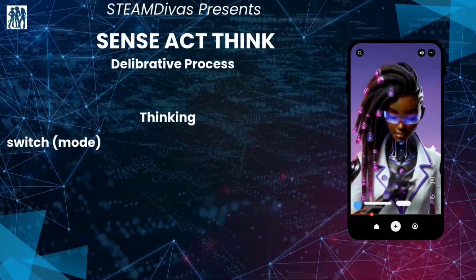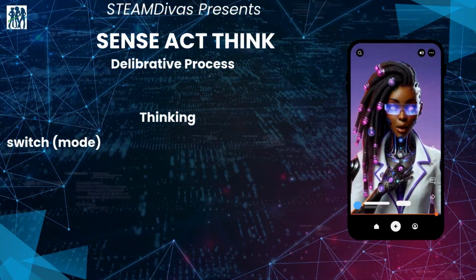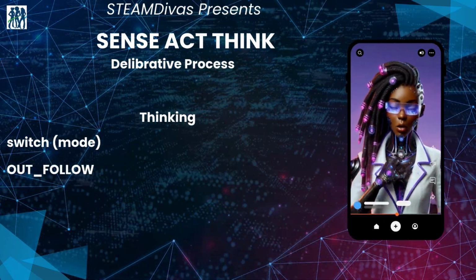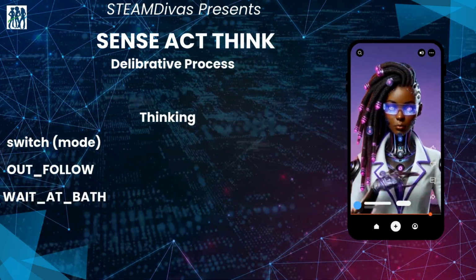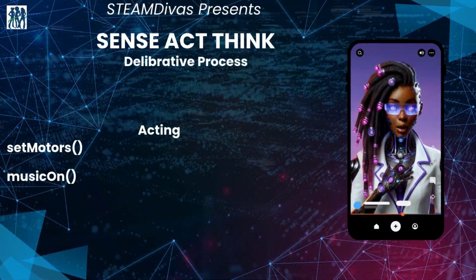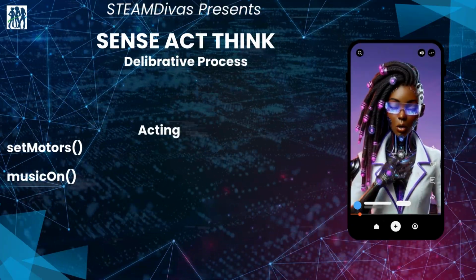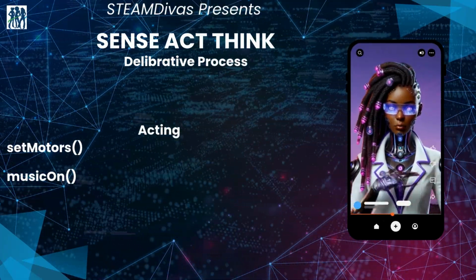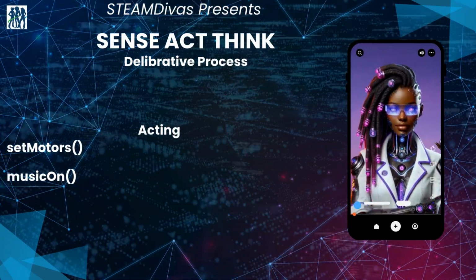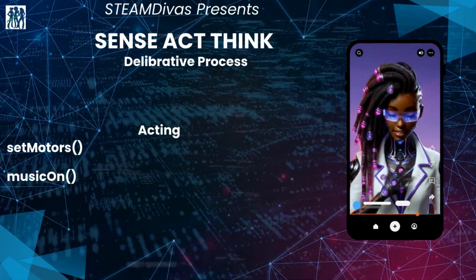Thinking: the switch mode part is where Lilybot makes decisions. It looks at her current state, mode, and the sensor data to decide what to do next. For example, if her state is OUT_FOLLOW and she sees a black pad, she'll switch her state to WAIT_AT_BATH. Acting: the functions, like setMotors and musicOn, make her do things based on her decisions. This is how Lilybot interacts with the world around her. This is what we like to call a deliberative process in robotics. The robot senses its world, thinks about its decision based on what it senses, and then acts on it.